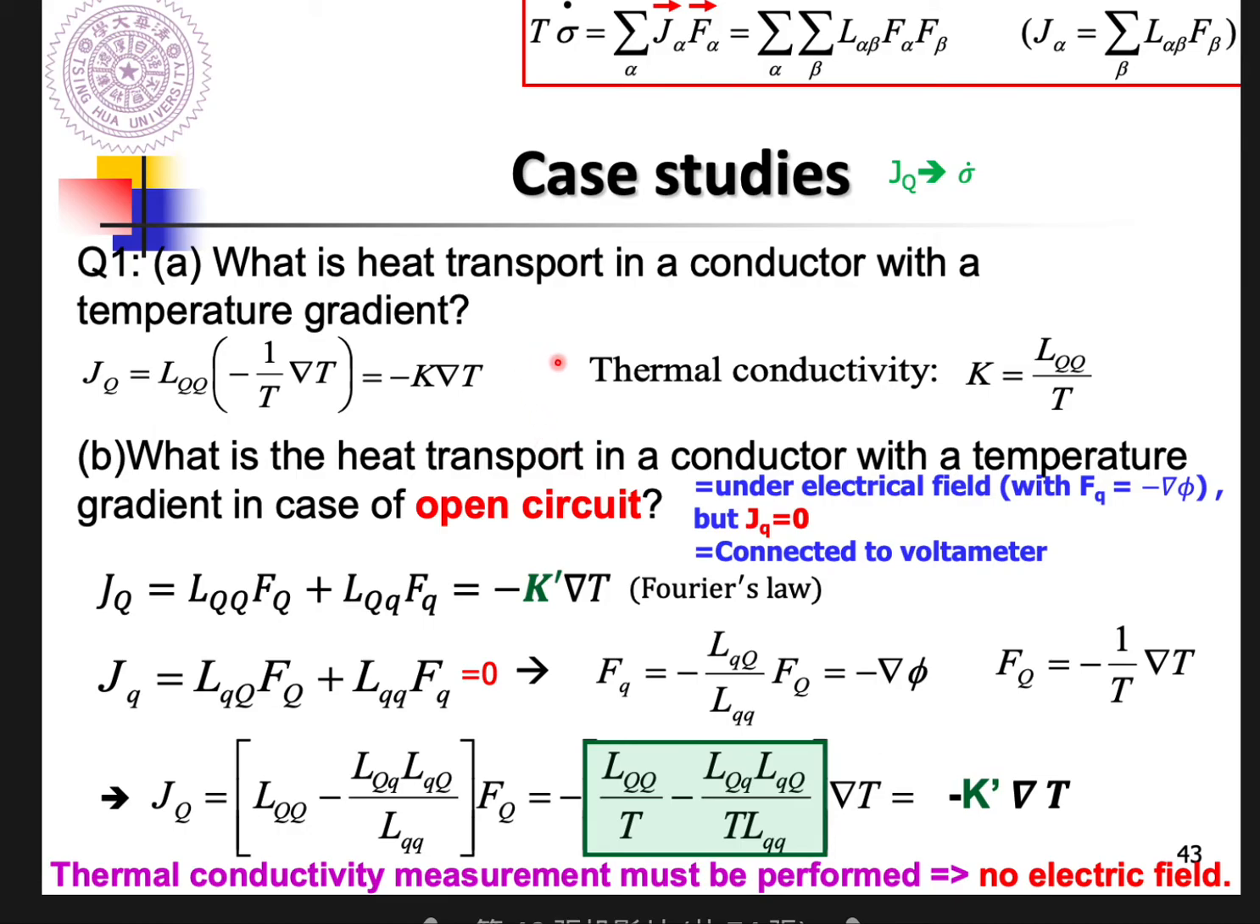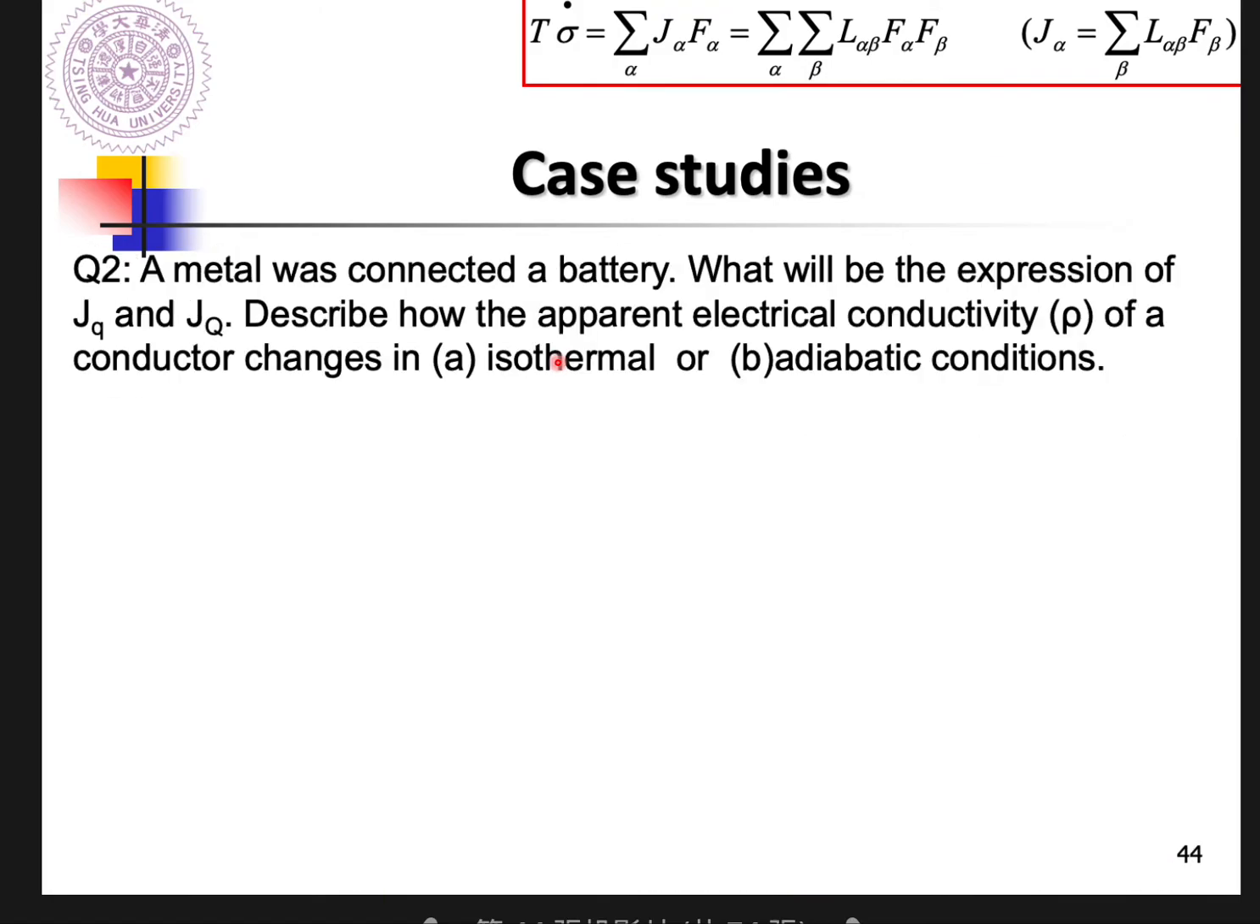Okay, so let's move to question 2. We have a metal and we connect it to a battery. Battery just implies that there's an electrical field applied to this system. So one driving force is the electrical field. What will be the expression of J small q and J capital Q? And can you describe how the apparent electrical conductivity of this conductor changes in isothermal and adiabatic conditions?